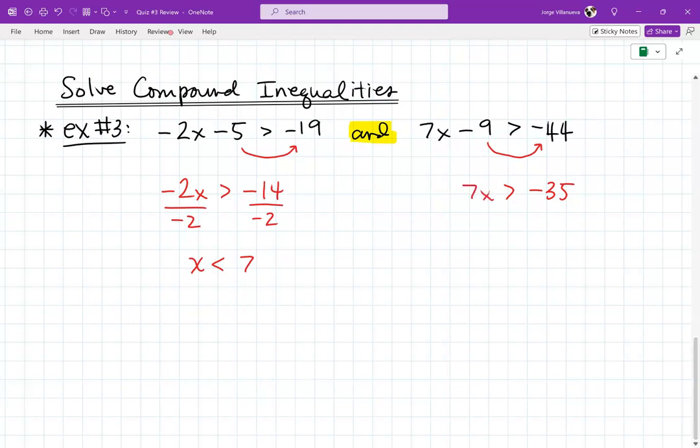And this will be 7x. I'll divide both sides by 7. X, well, since I'm not dividing both sides by a negative, I don't have to switch it. So it's greater than negative 5. So, remember, this is an and problem. Okay? I'm going to put it right here again. And.